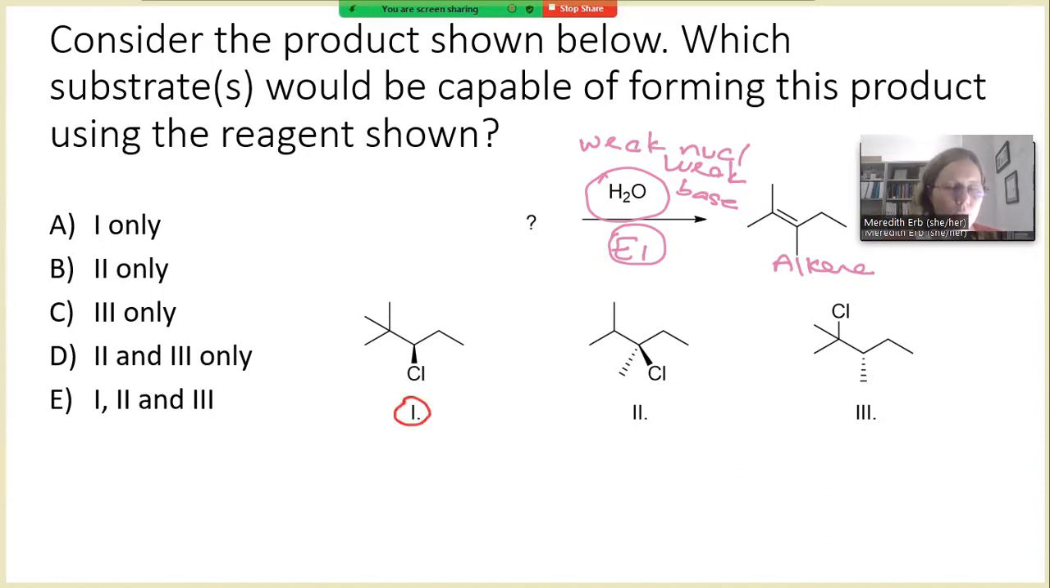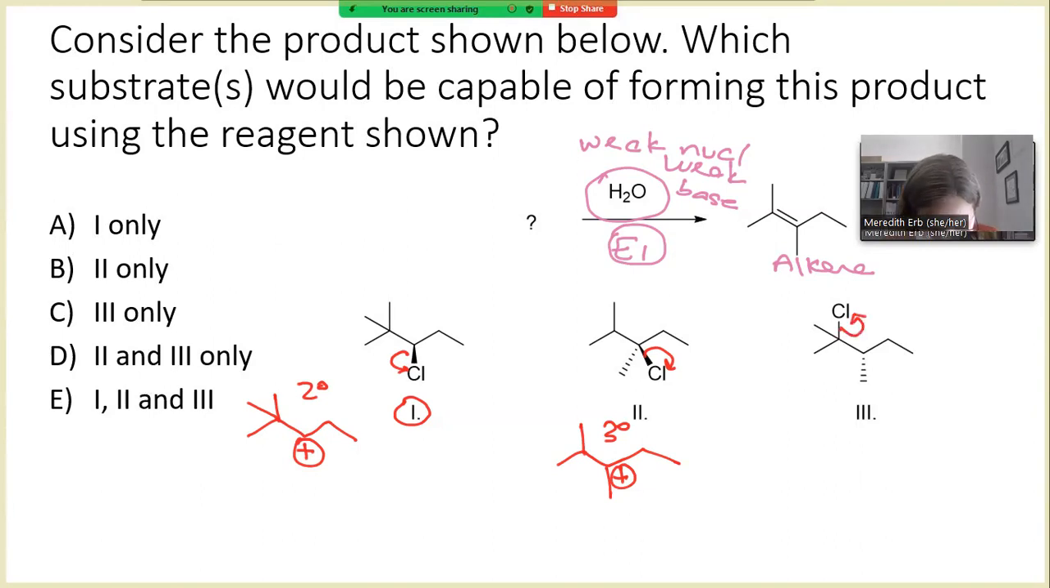If we're looking here, what I recommend doing, since we know this reaction is a unimolecular reaction, is to draw out the carbocation that's going to form. So in this case, we would make a secondary carbocation. And in answer choice number 2, we will make a tertiary carbocation. And then in the case of answer choice number 3, the chlorine will leave, and we will make a carbocation that looks like this, also tertiary.